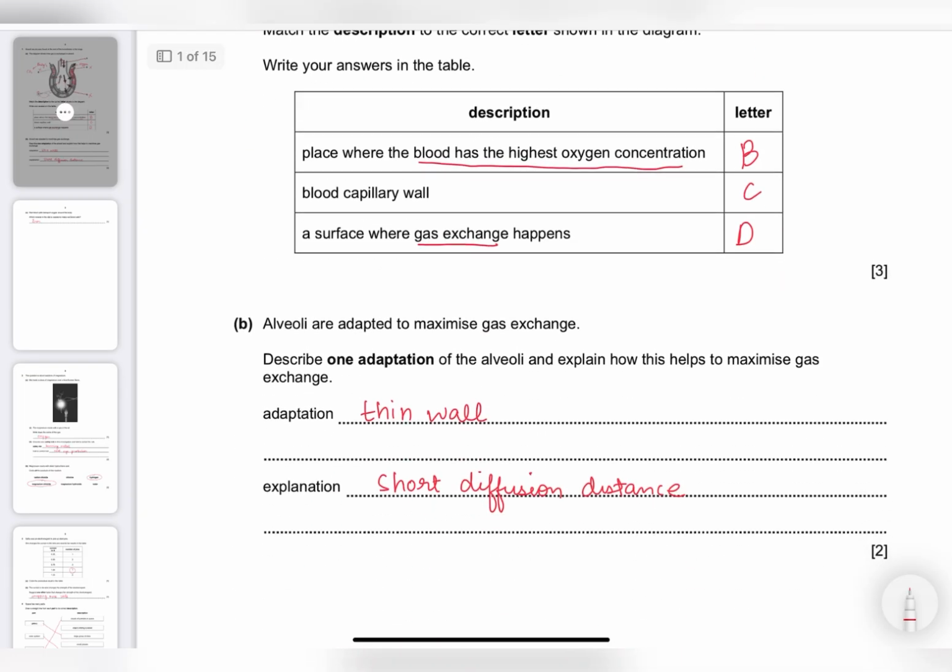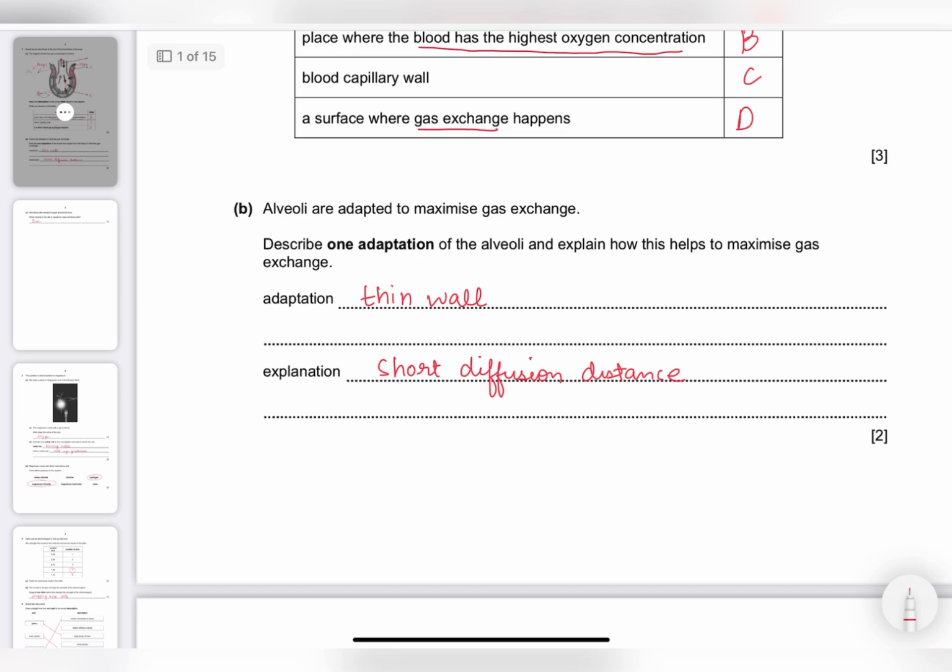All right. Alveoli are adapted to maximize gas exchange. How? We have to describe one adaptation. If we look clearly at alveoli, I have told you that imagine the walls of alveoli like a spider web and imagine oxygen as a needle. Can a needle pass through a spider web? Yes, it can because the spider web is too thin. So we can write down the adaptation as they are thin walled. If they are thin walled, then short diffusion distance. Distance for diffusion is short.